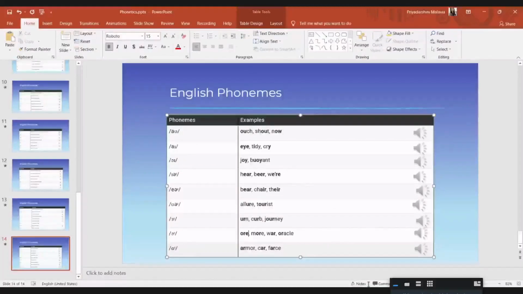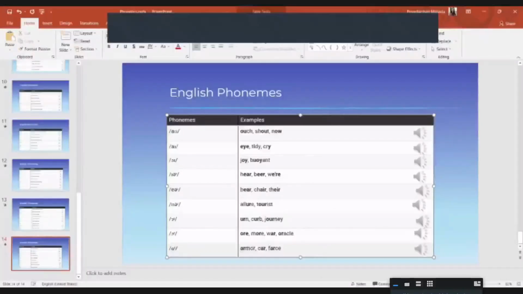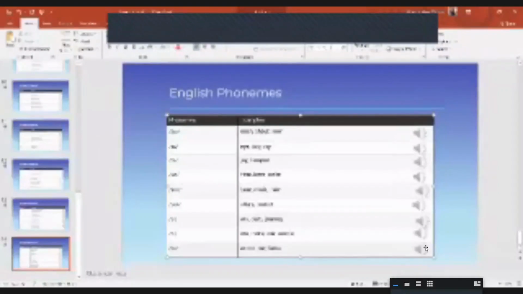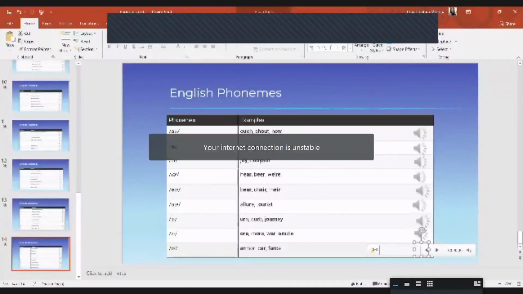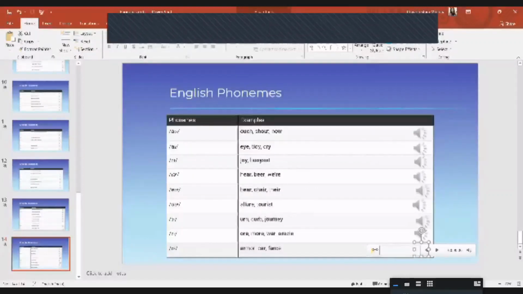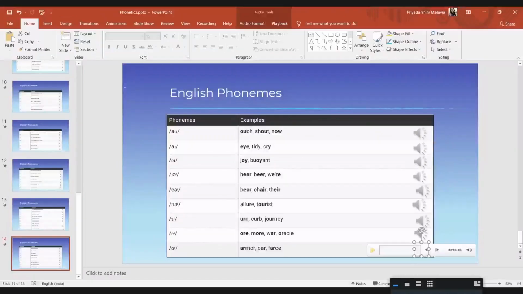And last one, the R sound. The sound is R. So armor, car, farce. R sounds. With this, we have done all our phonemes. We have around 10 to 15 minutes left.